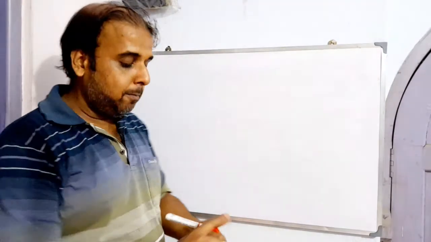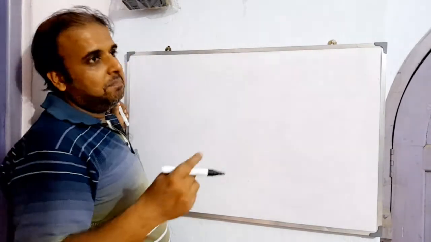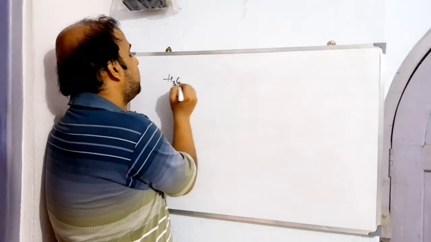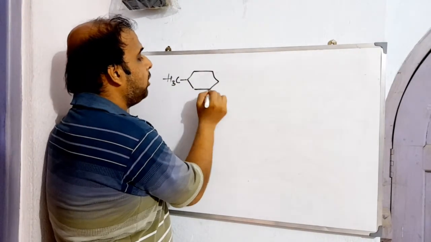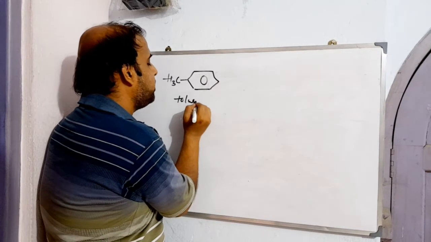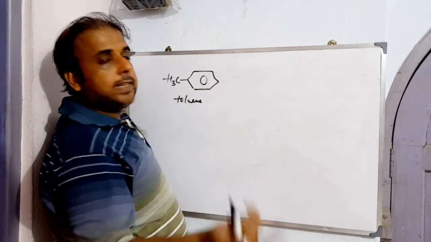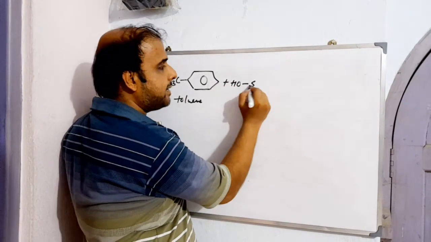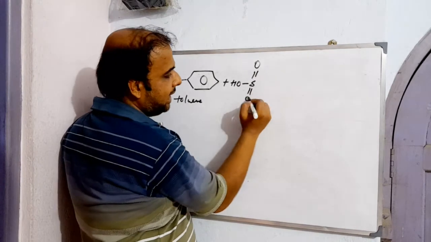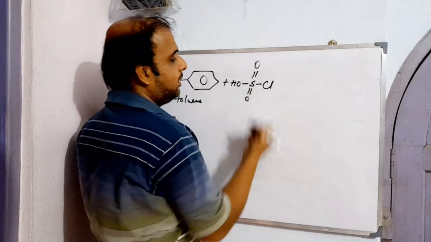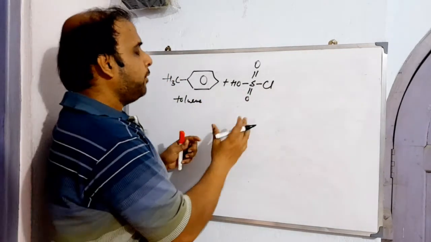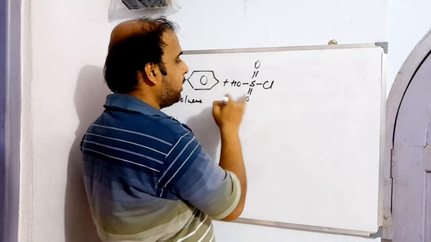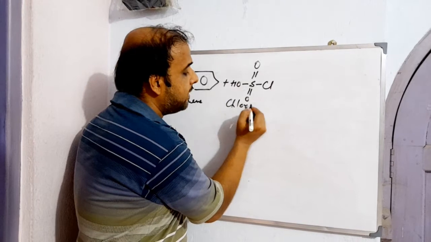Now we'll place them in a proper order. Initially, this is the tolbutamide. We have seen that fragment 1 is toluene, so we write here toluene. Toluene has to react with chlorosulfonic acid. I'll orient the chlorosulfonic acid in such a way that it can leave the sulfonyl, and the sulfonyl should remain fixed to this particular portion. So this is your chlorosulfonic acid.